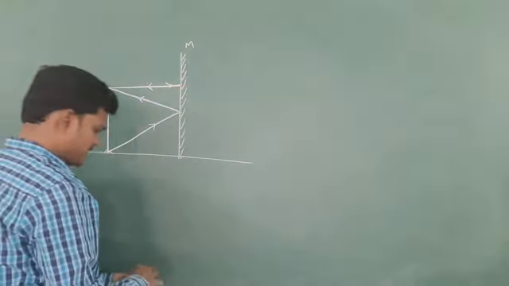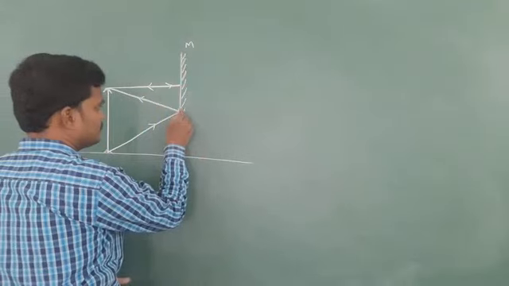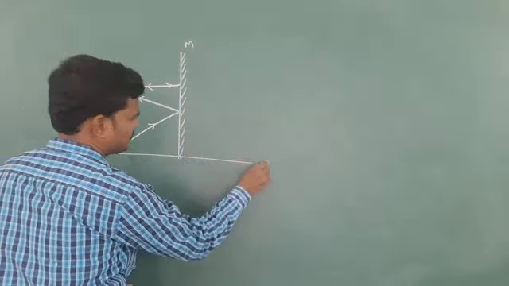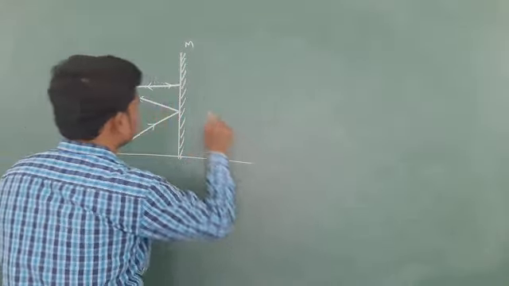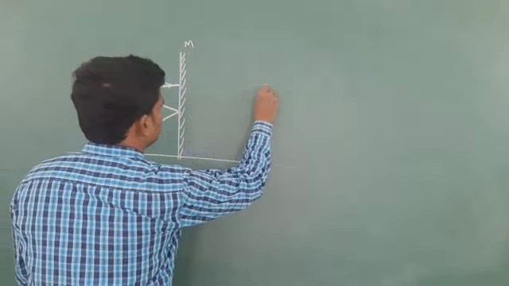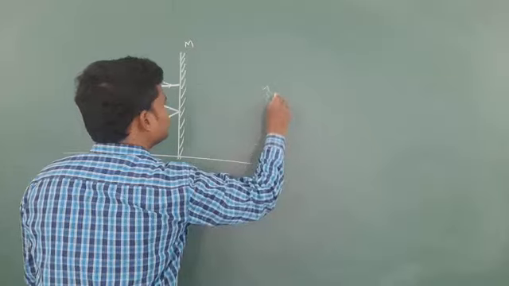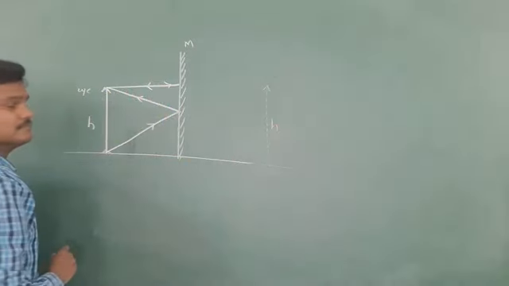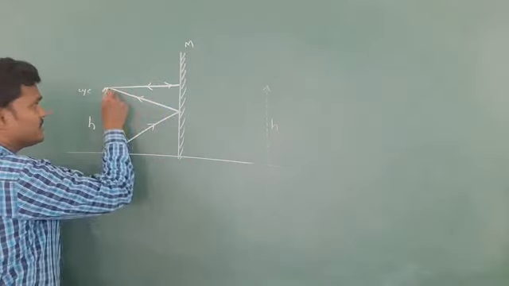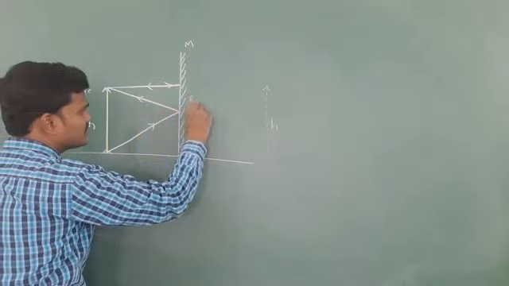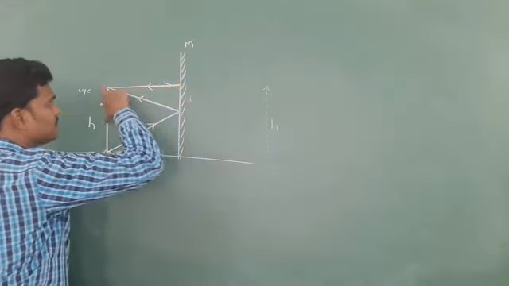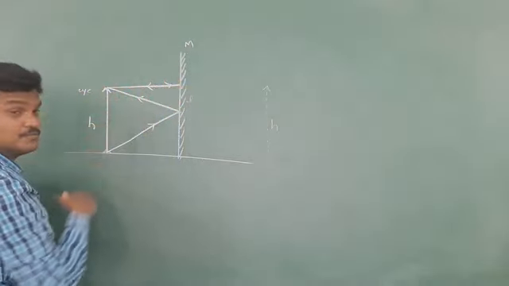If I extend these light rays backward, then no doubt, this is the image of the person, this is H, and he requires only this length of the mirror. Only this part is enough to see his full image.